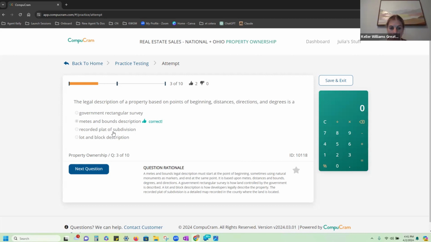So lot and block and recorded plat of subdivision are similar, whereas metes and bounds has a point of the beginning and a point at the end. And the government rectangular survey is how government controls and describes their land.